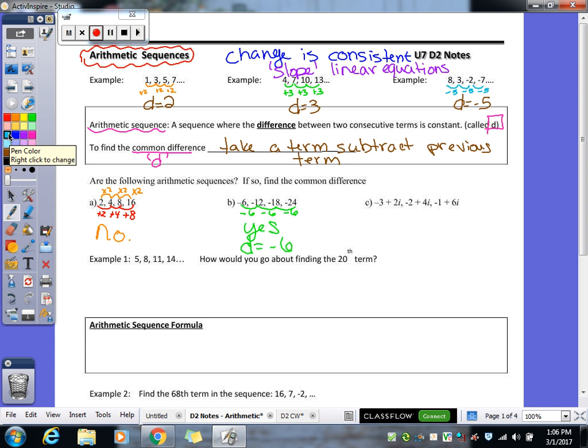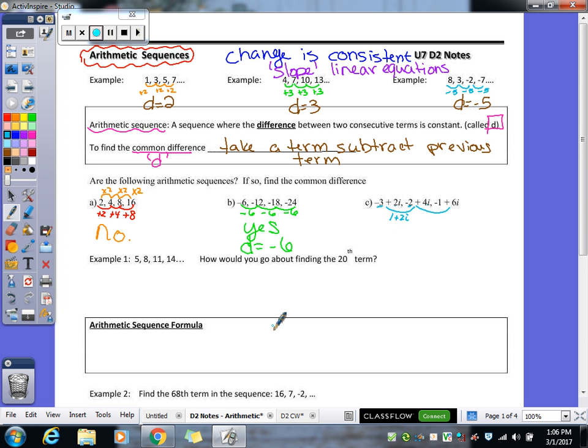So then our third one there, our C, we have a negative 3 plus 2i, and then a negative 2 plus 4i, and then a negative 1 plus 6i. Can anybody see the pattern of how you get from one term to the next? Let's look at the numbers. How do I get from a negative 3 to a negative 2? 1. That would be positive. And then 2i to 4i.